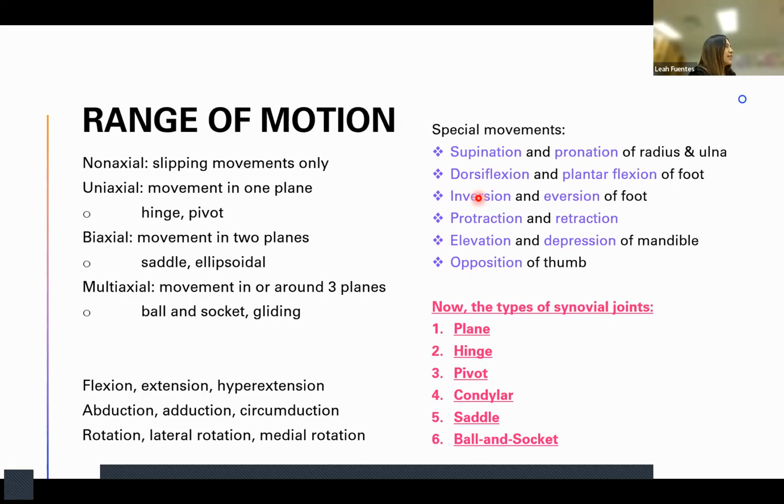And then ball and socket is usually asked about on both lecture and lab just because it's one of the bigger joints. So that's your shoulder and your pelvis and your femur. So the femur head going into the acetabulum and the humeral head sitting in the glenoid fossa.